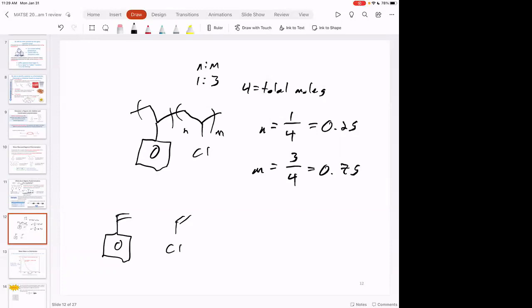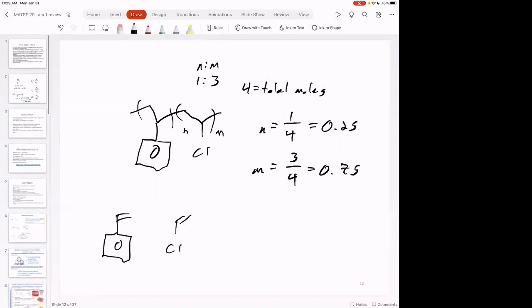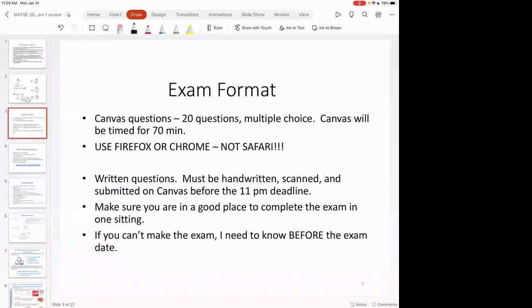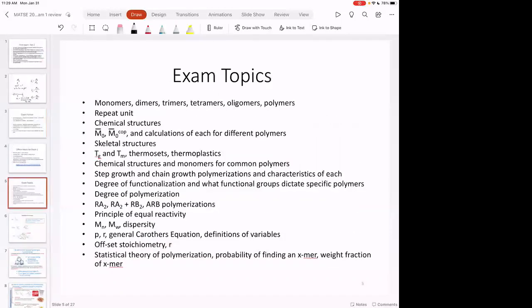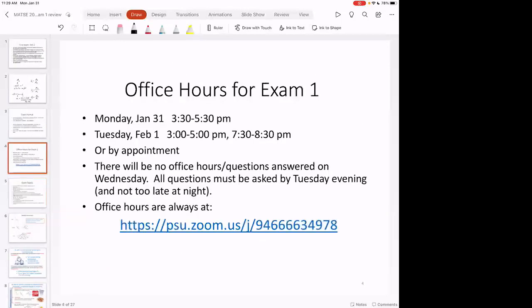Got plenty of office hours. In fact, here they are. Well, there's the exam format. Where the heck are the office hours? Oh, there we are. Here are the office hours. So this afternoon, tomorrow afternoon, and tomorrow night. And so you need to ask questions during this time. After 8:30 tomorrow night, I'm probably going to be pretty unavailable. And so get your studying done early.